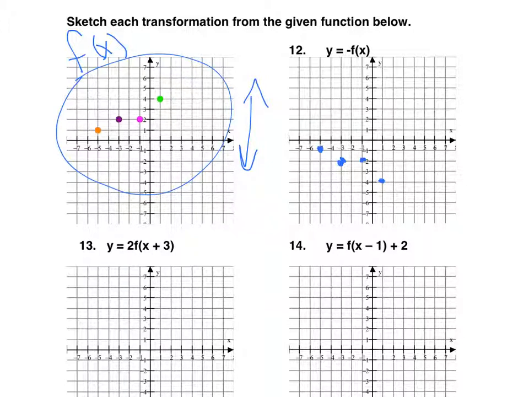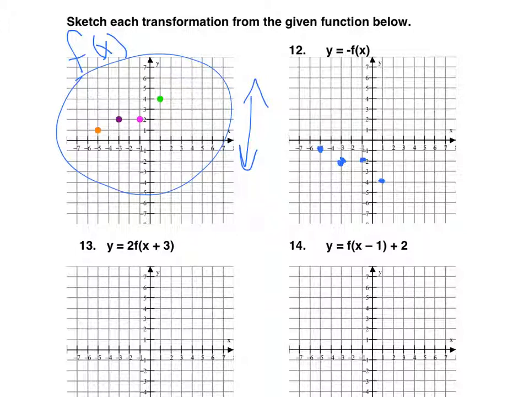Now if that negative were inside, we would also flip it, but we would get the reflection about the y-axis. So all the x's that were positive become negative, all the x's that were negative become positive. Okay, so you're going to try 13 and 14 on your own.